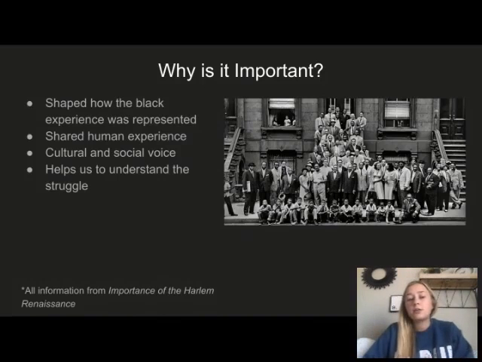And also, it helps us to understand the struggle. So even today, because of the Harlem Renaissance, we can look back and really see what that was like during that time and what was going on, and understand the struggles that they had to go through and the racism that was going on.